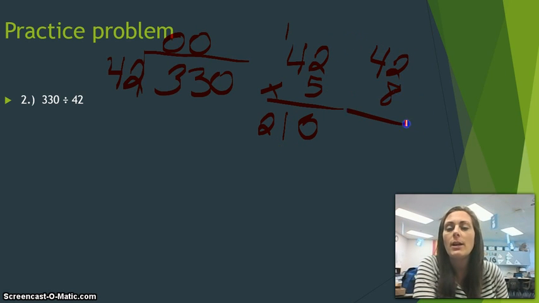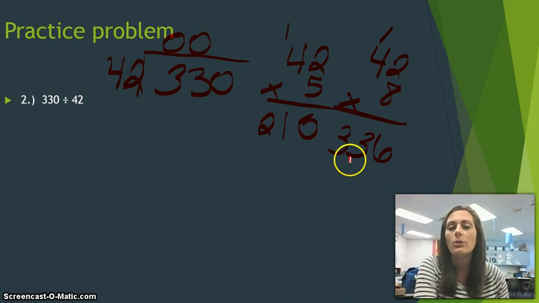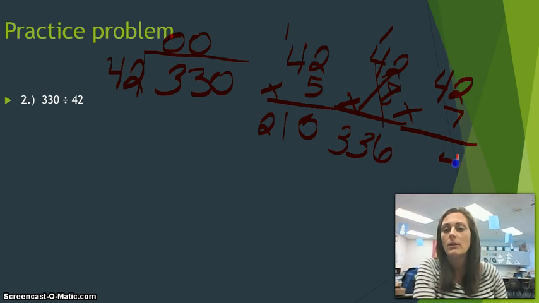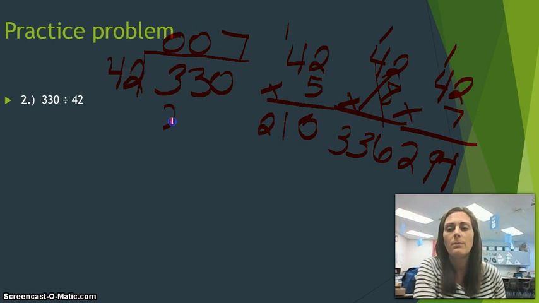I'm going to take 42 times 8. 8 times 2 is 16. 8 times 4 is 32, plus 1 is 33. So that's going to be too much. So 42 times 7. 7 times 4 is 28, plus 1 is 29. So I have 7 times, and 7 times 42 is 294. Subtract.